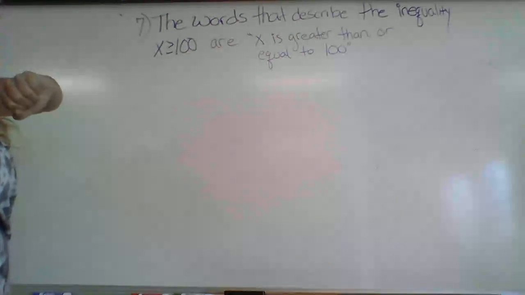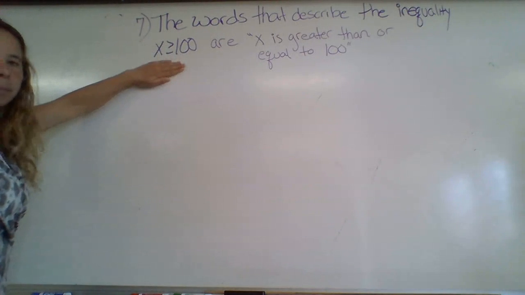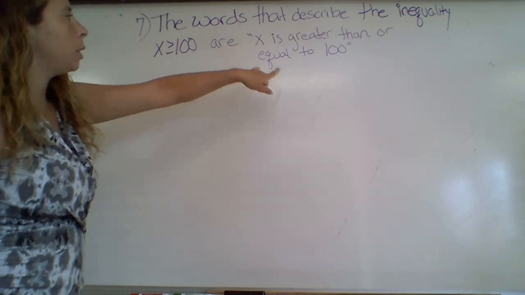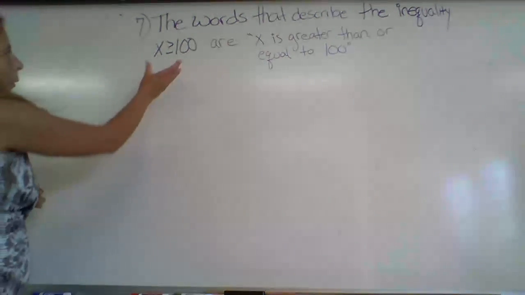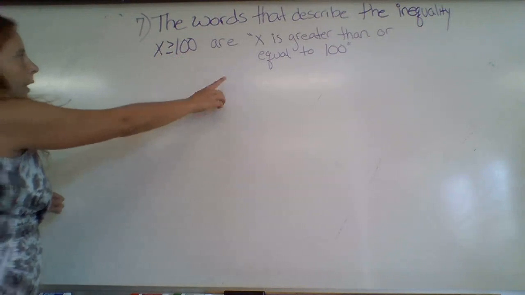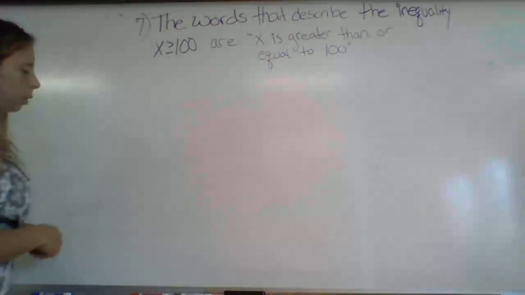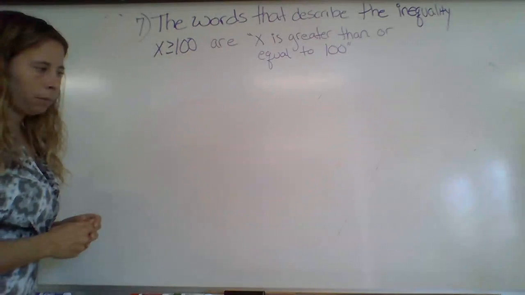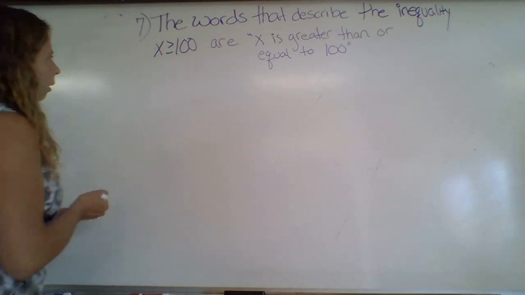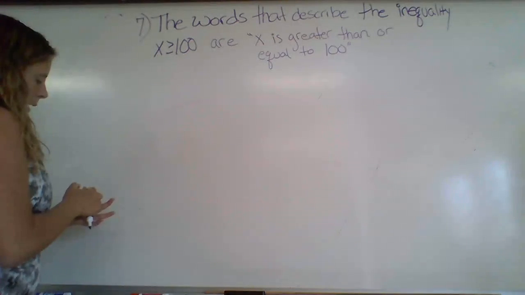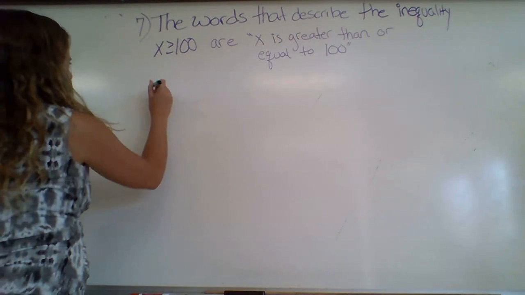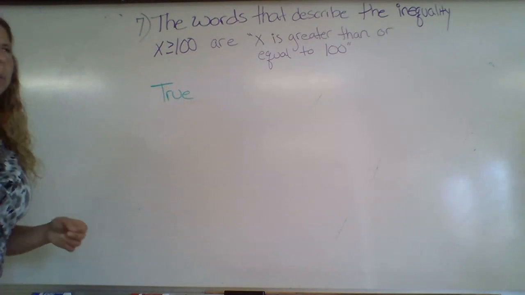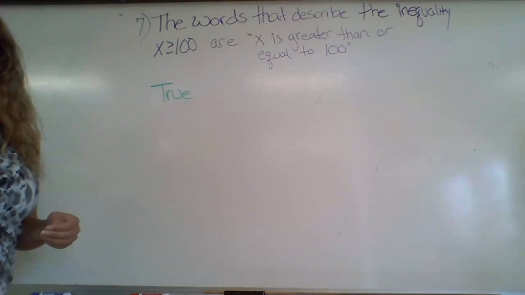So number 7. The words that describe the inequality are x is greater than or equal to 100. Is that what this means? Is this saying that x is greater than or equal to 100? Yes. Yeah, I mean, that's true. True. I don't really know how to describe this in my own words.